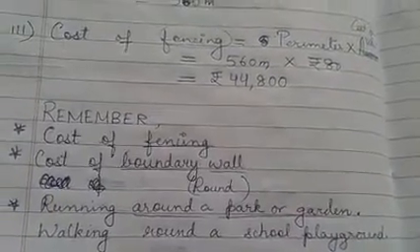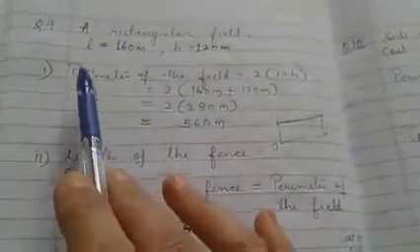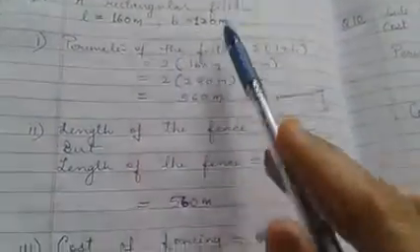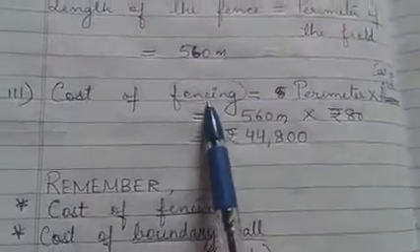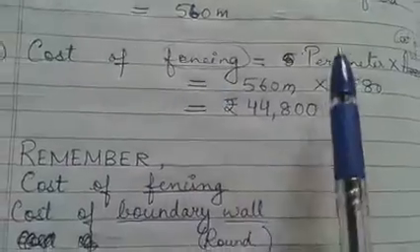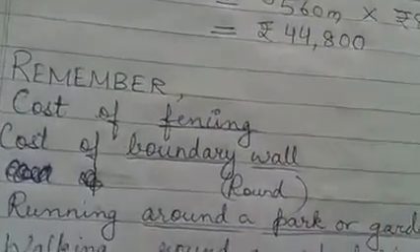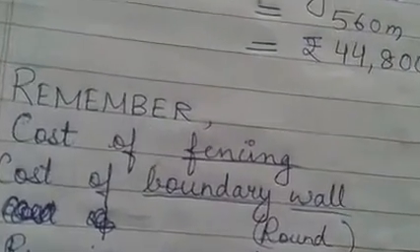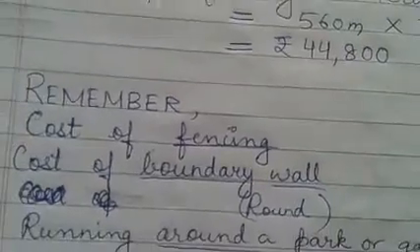Okay. So in the last video you must have seen question number 9 and how to solve it. The question was about fencing. Fencing means perimeter. So there are certain keywords. If they come in the question, you should understand that we are talking about perimeter.